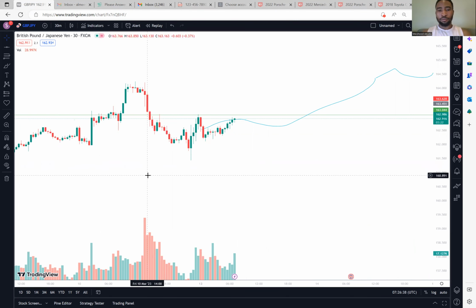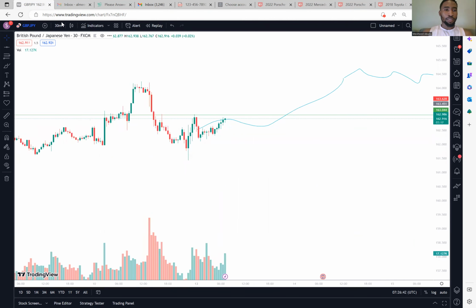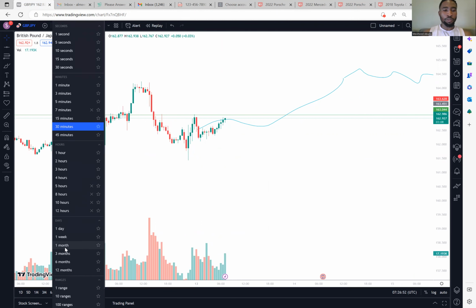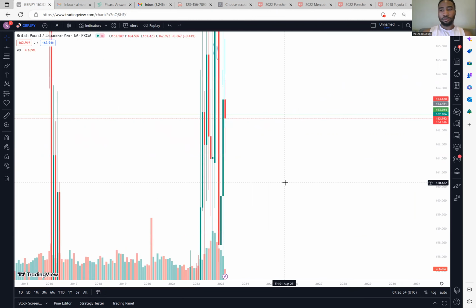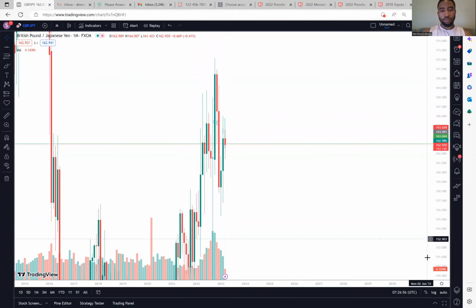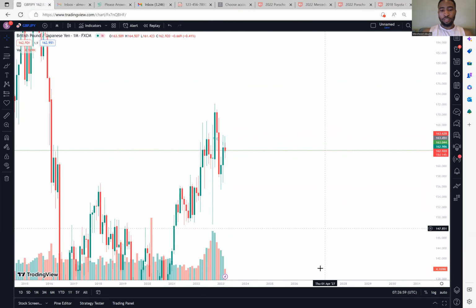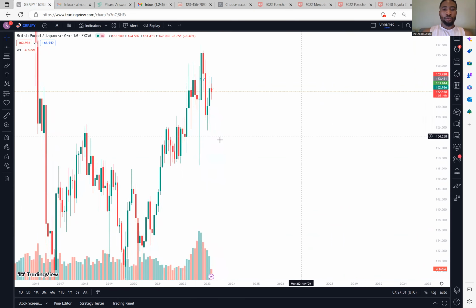So guys, as you can see, the way I normally do, I start from the monthly time frame, and see what's up in the market. We can see that the market broke out from this resistance and turned support, almost multiple times.